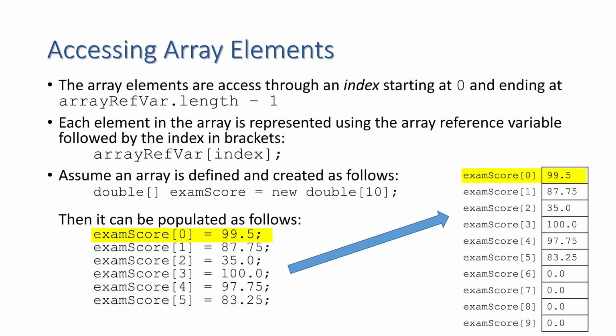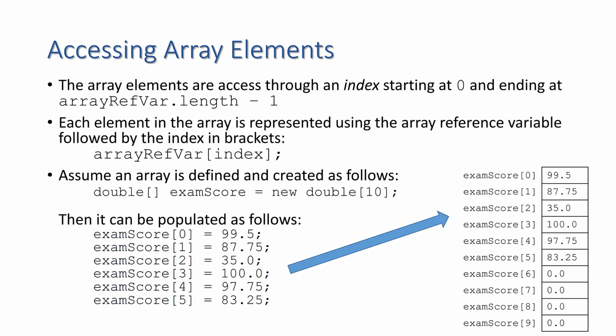Each element can then be assigned a value by using exam score subindex in an assignment statement. Here, the first element, which is accessed with exam score sub 0, is assigned the value 99.5. And the second element, which is accessed with exam score sub 1, is assigned the value 87.75. The first 6 elements are initialized in this array with assignment statements.